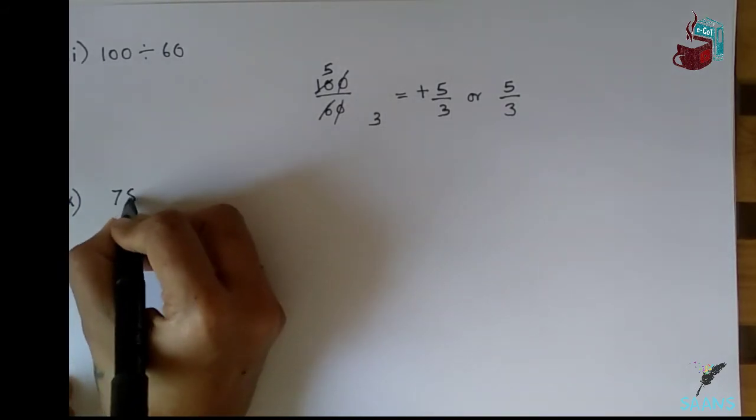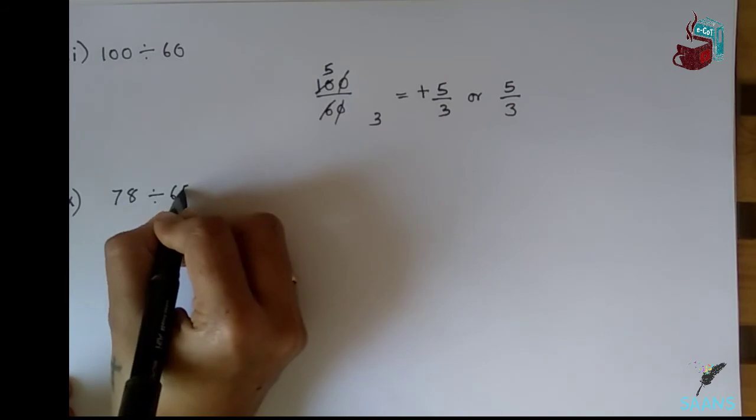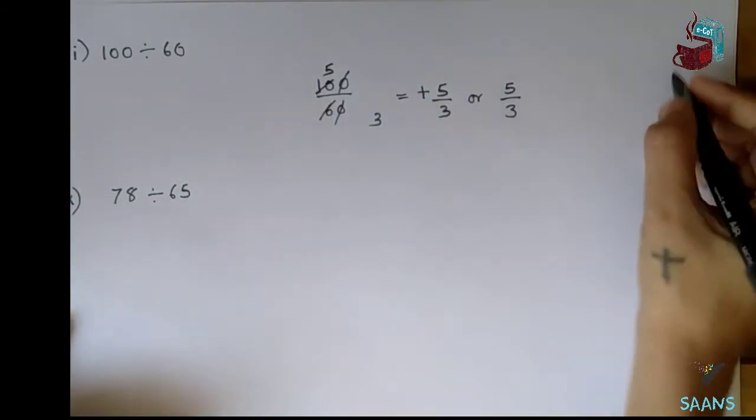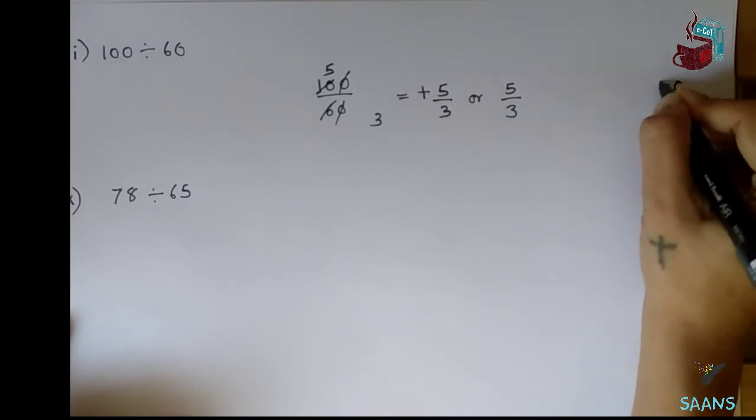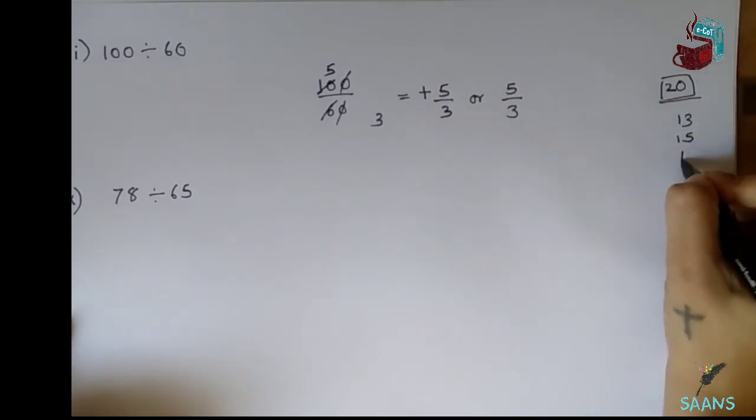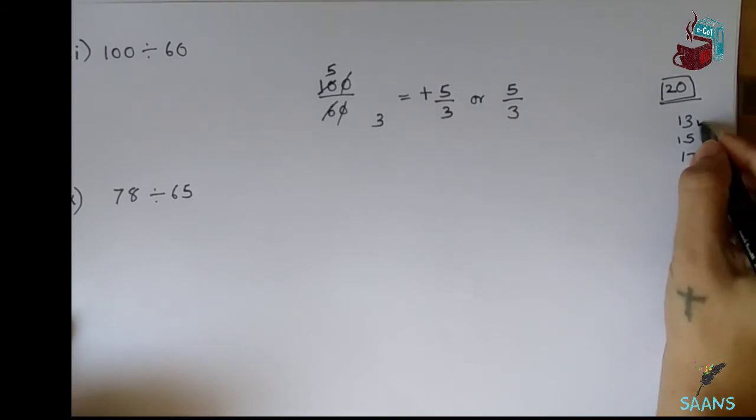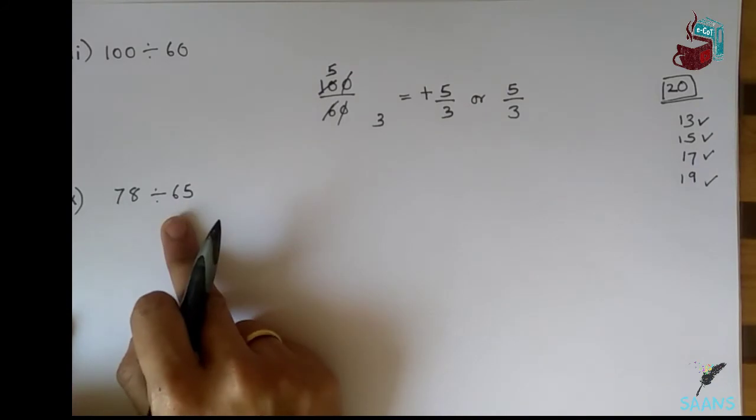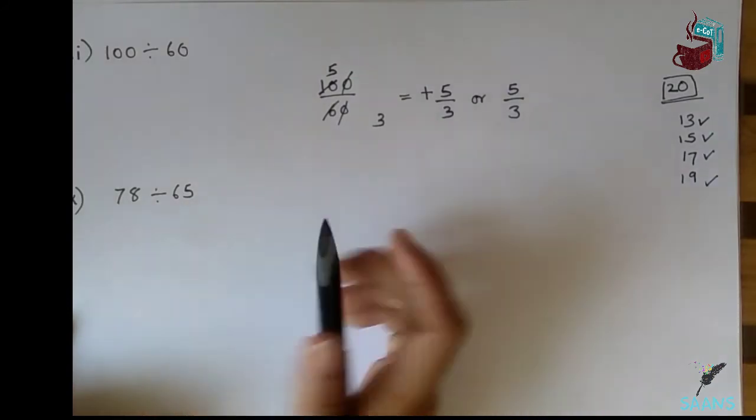78 divided by 65. Again, one more table that I will tell you all have to do is, first table still 20, then 13, 15, 17, 19. These are the tricky ones. I wish you all to know it by heart. So this comes in the table of 15.